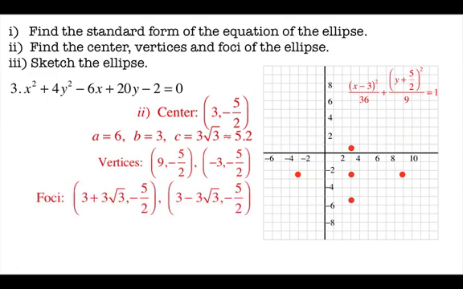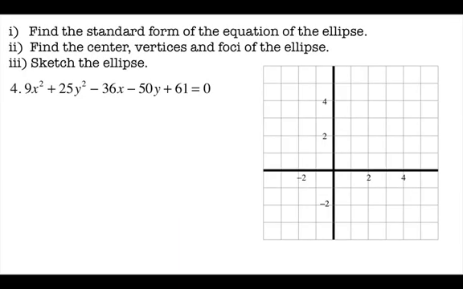Now finally, once we have the foci, all we need to do is just graph it in the coordinate plane, and this is a good approximation. And again, I'm not connecting the points, but you can do that. Let's move on to number 4.